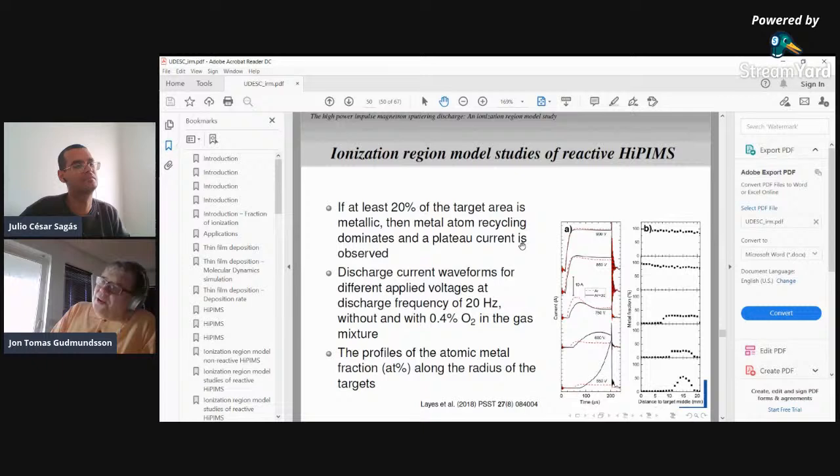But it appears that we have the sheath where most of the voltage drops, and then we have an extended pre-sheath in the discharge, which has some significant voltage drop, usually maybe about 10 to 20% of the voltage you apply to the cathode. So a significant portion of the voltage actually drops over the ionization region. So this also then enters our energy balance equation.